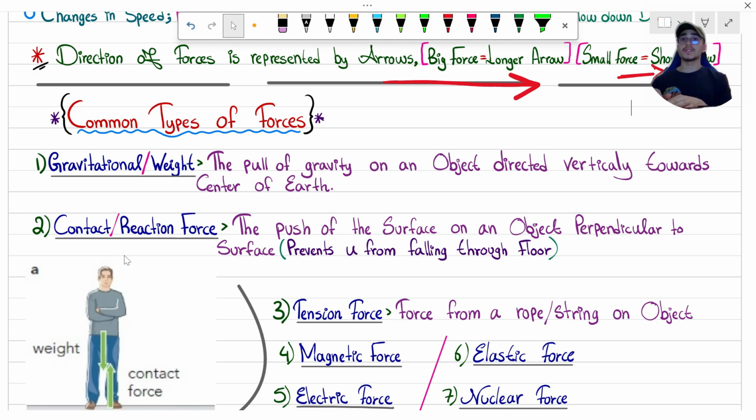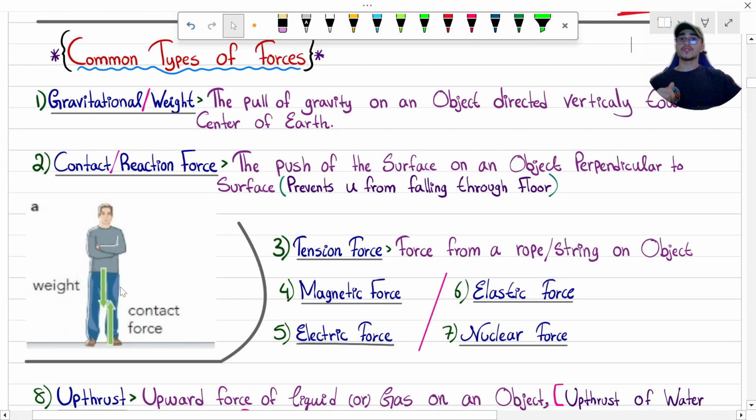The second one is the contact or reaction force. This is the push of the surface on an object, perpendicular to the surface, and it prevents you from falling through the floor. Why? Because you push on the surface, and the surface pushes you back. Weight is pushing you down, contact force pushes you back up. So it helps you to stay balanced.